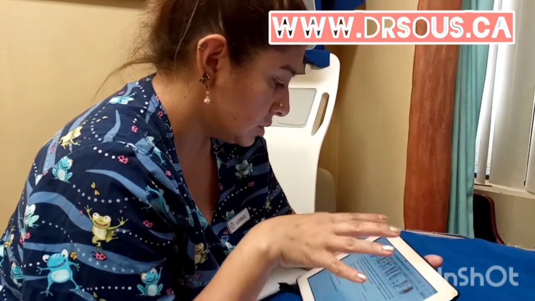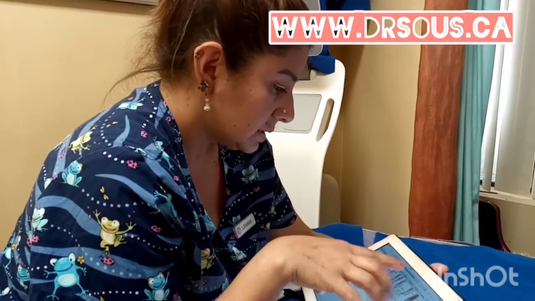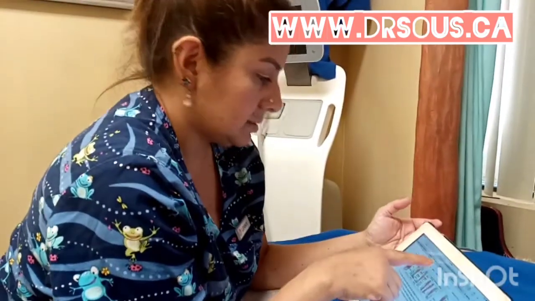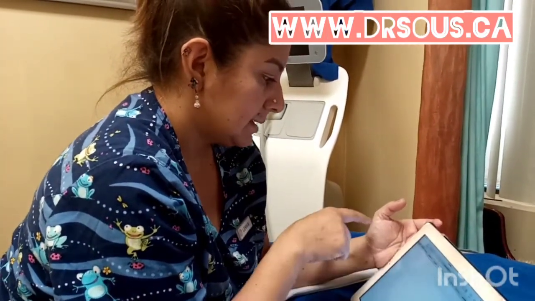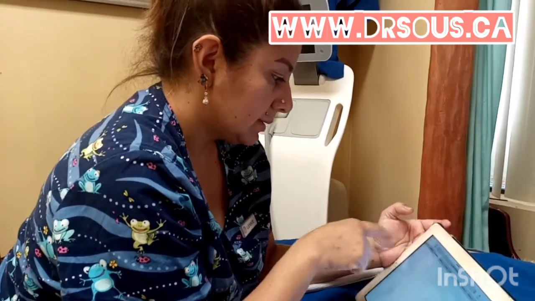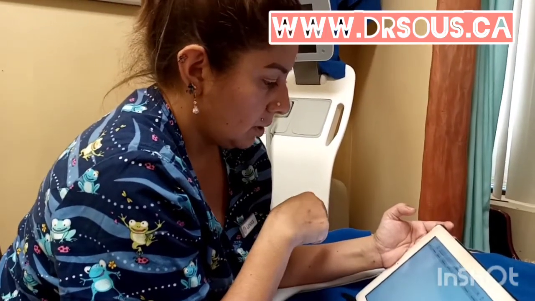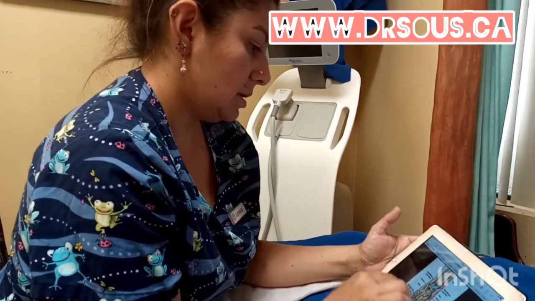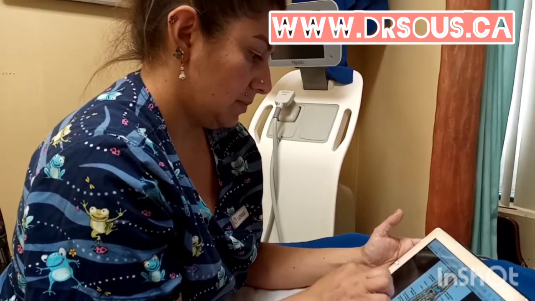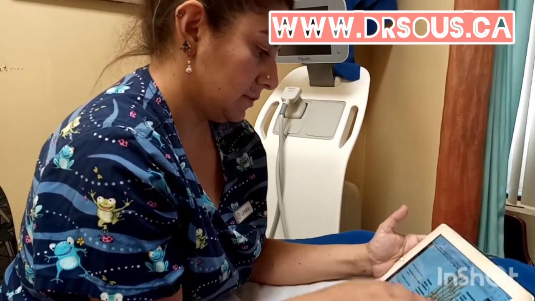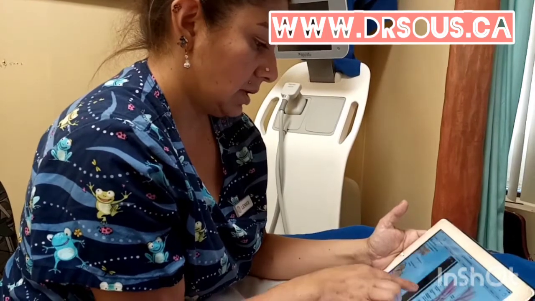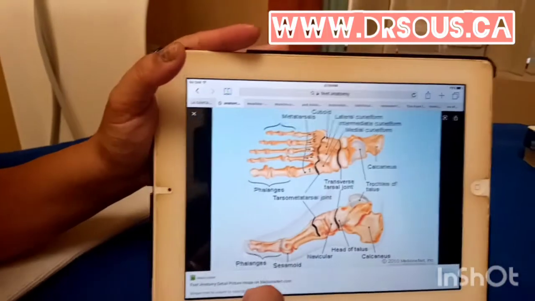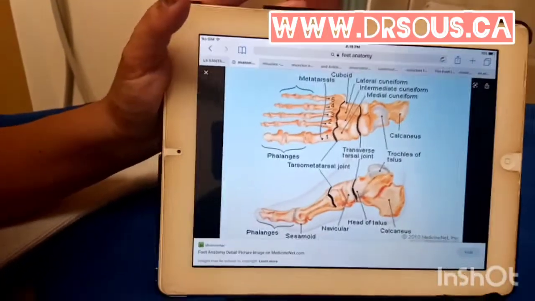Let me show another thing we talk about as well. When you see the foot, you can talk about extrinsic and intrinsic muscles. I'm going to explain a little bit about that. I have a picture here, and I'm going to show it because I'm going to mention what intrinsic and extrinsic muscles are.